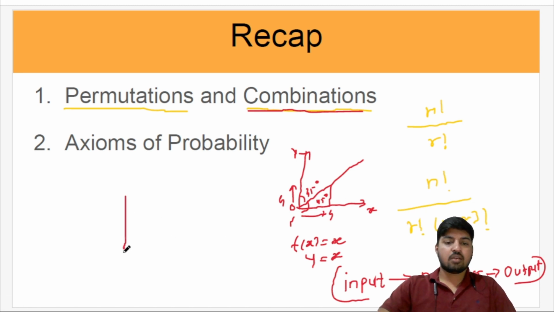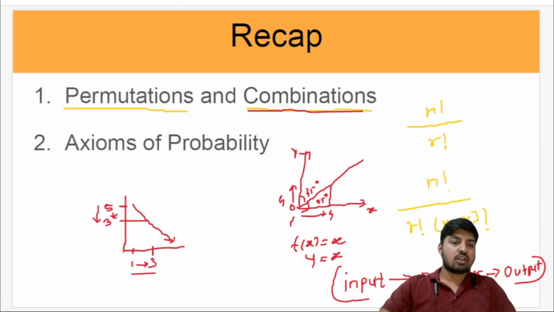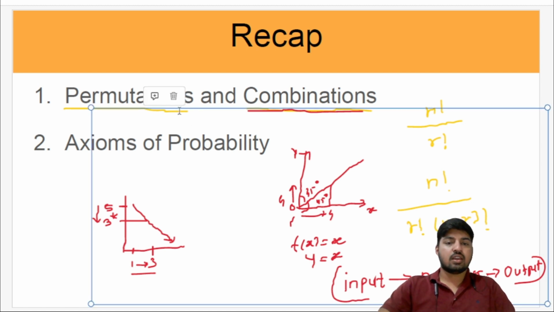And an indirectly or inversely proportionate graph would look something like this. When my x is increasing from 1 to 2, my y is decreasing from somewhere around 5 to somewhere around 3. As x is increasing, y is decreasing. So this is what we have seen, some basic parts which will be required.